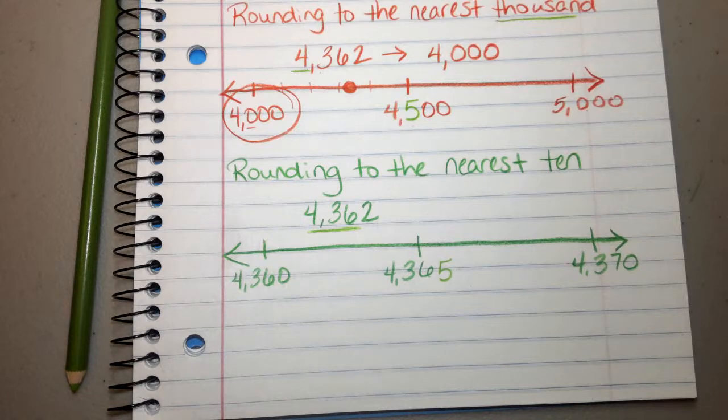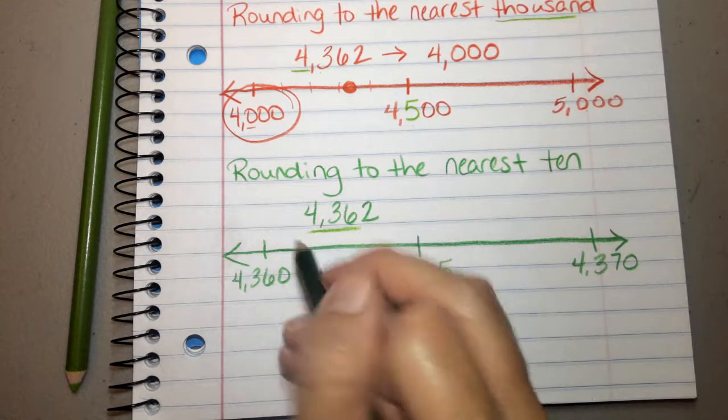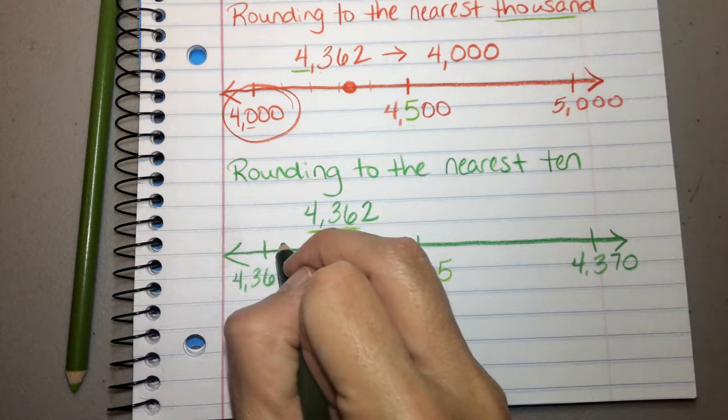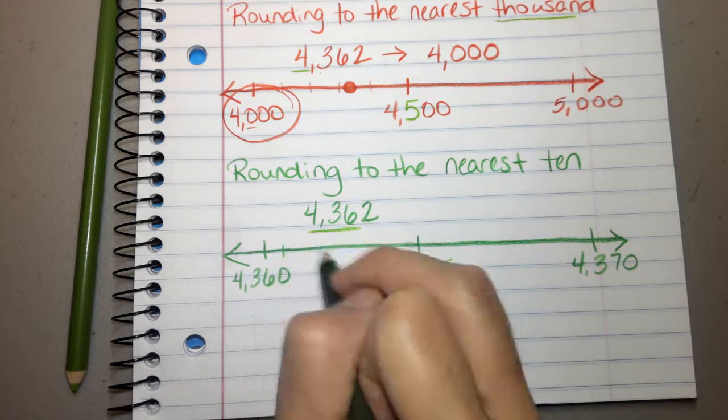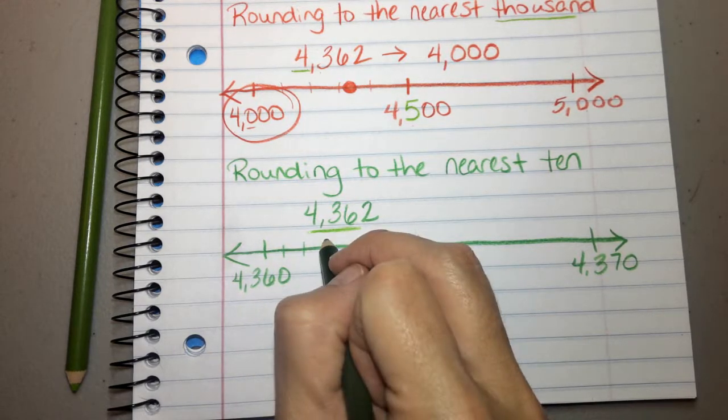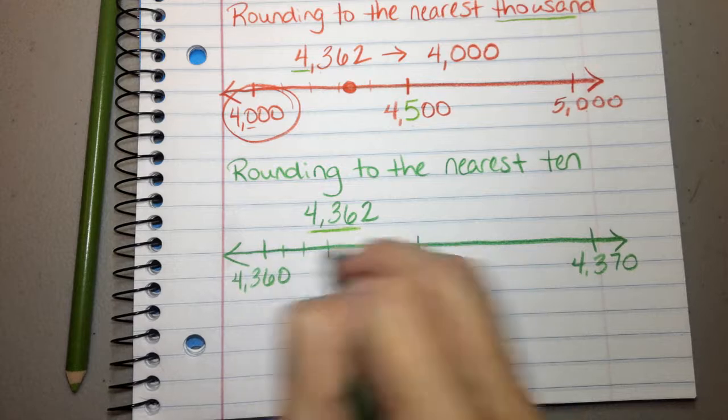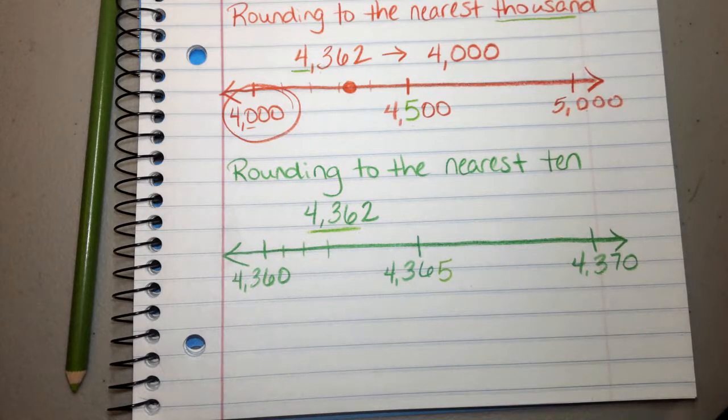4,365. Okay, so now where's my number? Well, here's 4,361, 4,362, 4,363. I made these too close together. I don't think I have an eraser. I'm just going to move them over a little bit. I'll try.